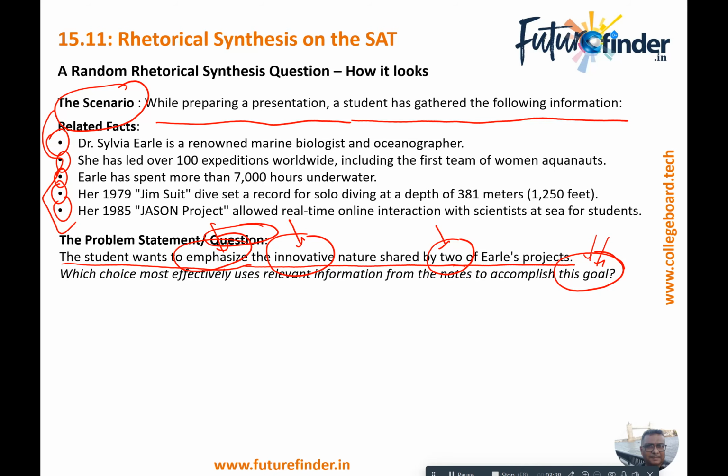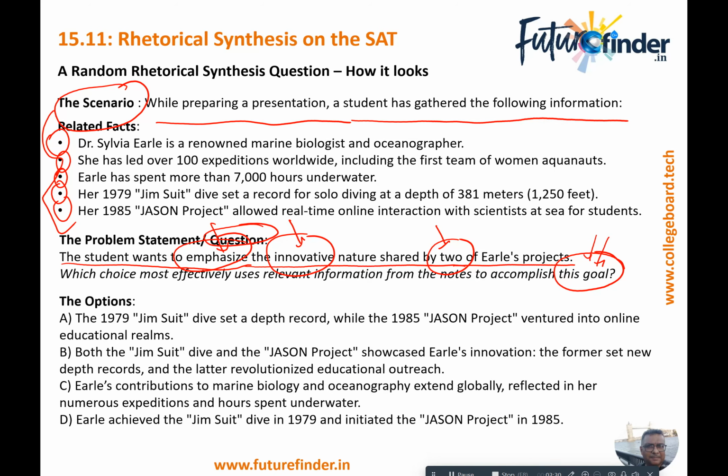And then there will be the answer choices, or the options A, B, C, and D. So this is how the question goes. Every question on rhetorical synthesis will look like this. The answer to this one, by the way, is B. How did we arrive at B? We will come to it in the section that follows.